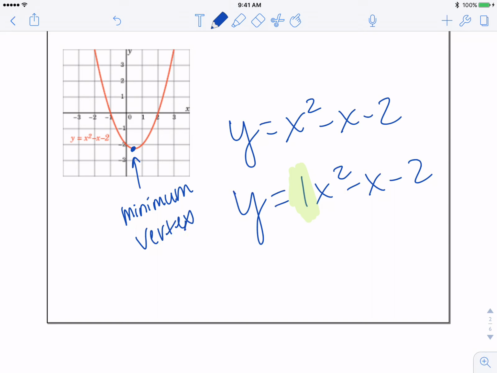This parabola is also shifted down from the origin, and it's shifted down because of this negative 2. So notice how my parabola has gone down 2 units from that x-axis, and that's because that c value is a negative 2.